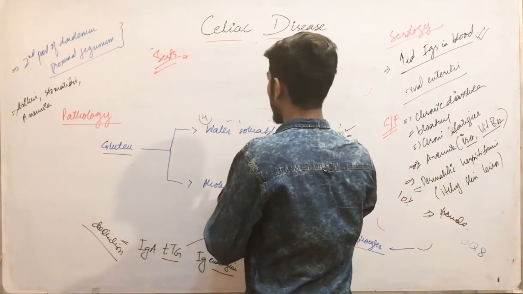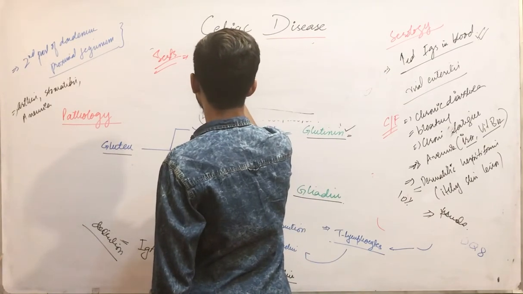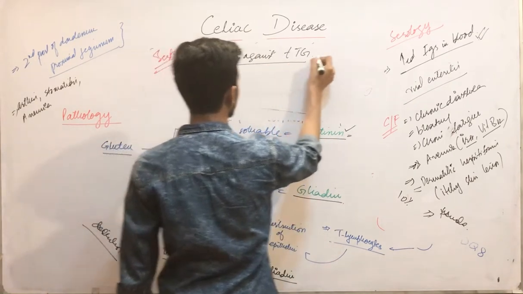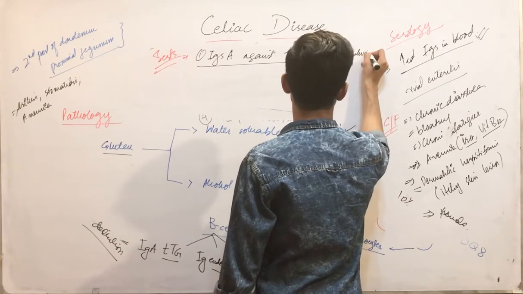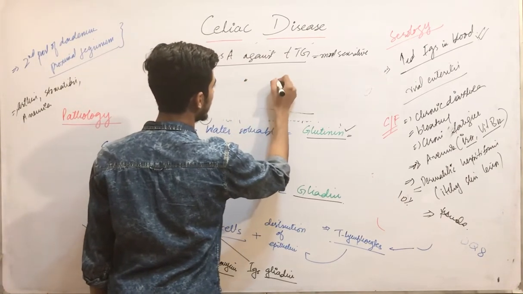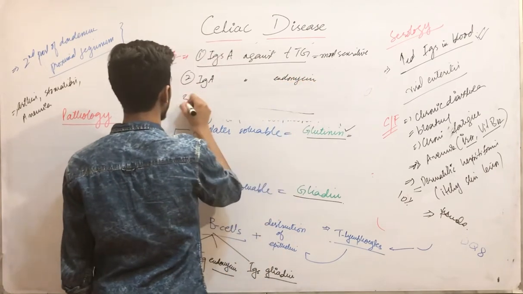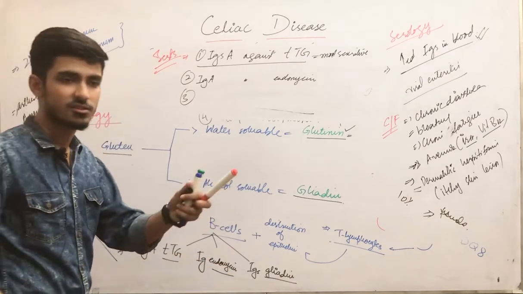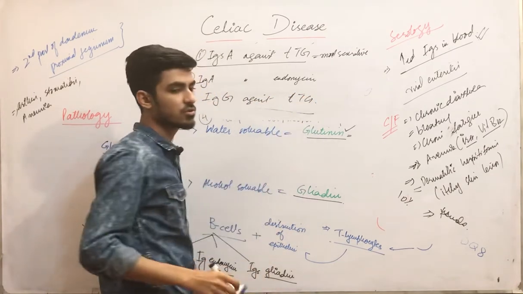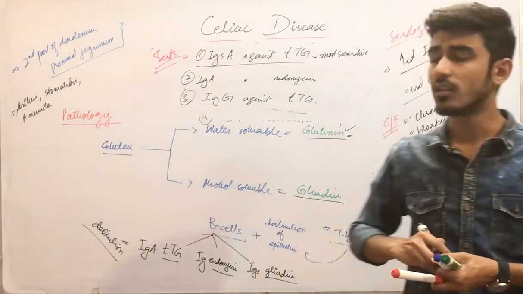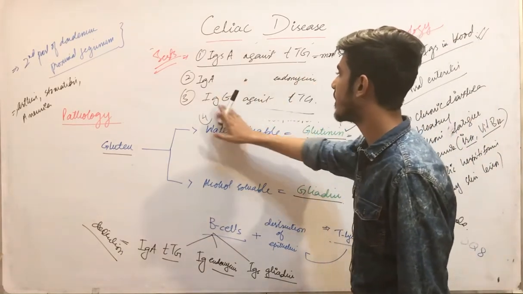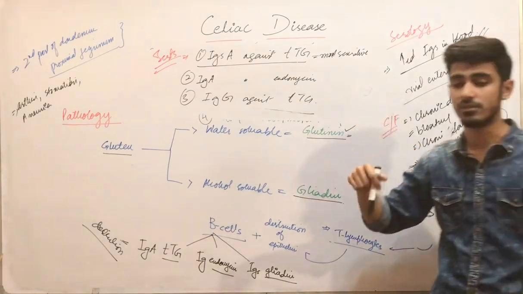What are the tests? A very important test is the IgA against tissue transglutaminase. This is the most sensitive test, a very sensitive test, that is the IgA against the tissue transglutaminase. Then we can also find the IgA against the endomysium. Then in those patients in which IgA deficiency is present, we have the IgG against the tissue transglutaminase. So these are the tests for celiac disease: IgA against tissue transglutaminase, the most sensitive test, IgA against endomysium, and IgG against tissue transglutaminase in those patients where IgA deficiency is present.